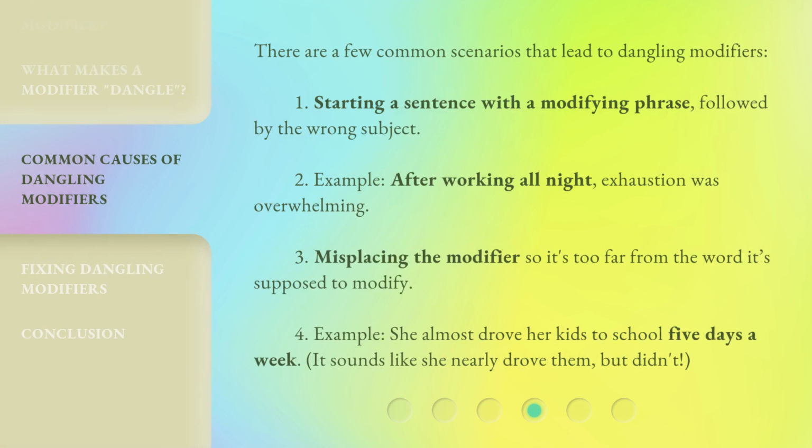There are a few common scenarios that lead to dangling modifiers. 1. Starting a sentence with a modifying phrase, followed by the wrong subject. Example: after working all night, exhaustion was overwhelming. 2. Misplacing the modifier so it's too far from the word it's supposed to modify. Example: she almost drove her kids to school 5 days a week. It sounds like she nearly drove them, but didn't.